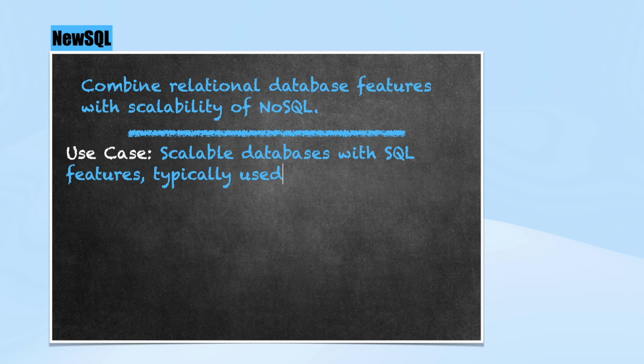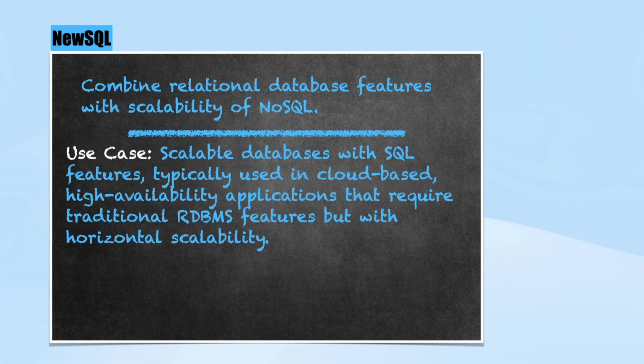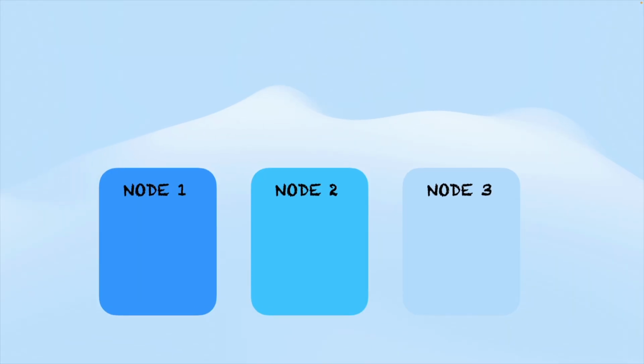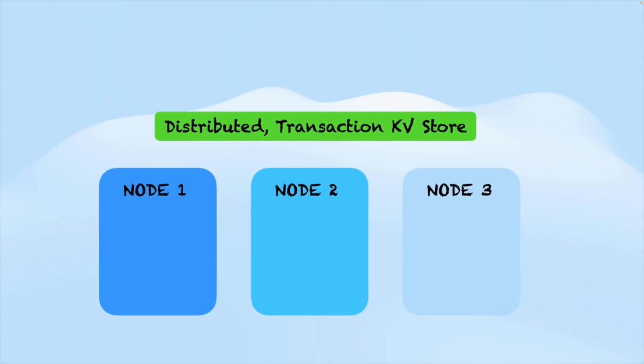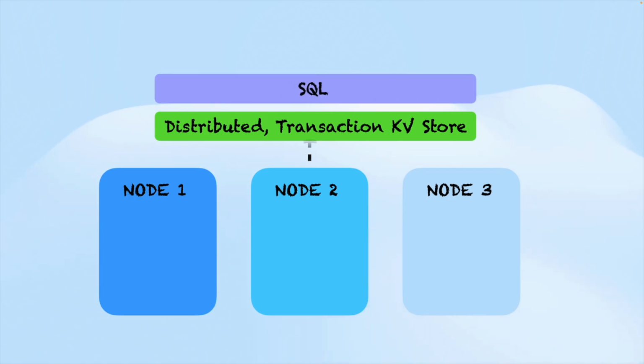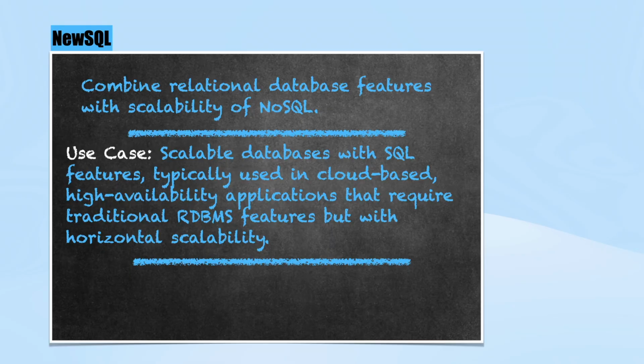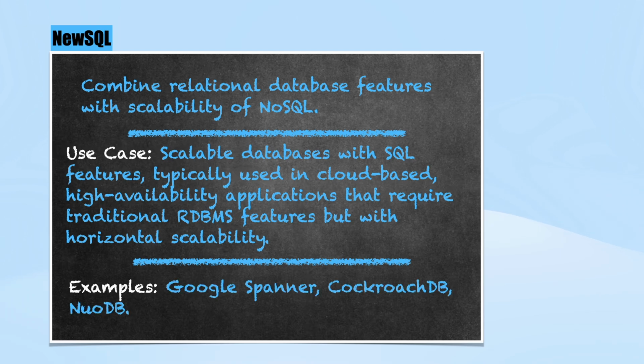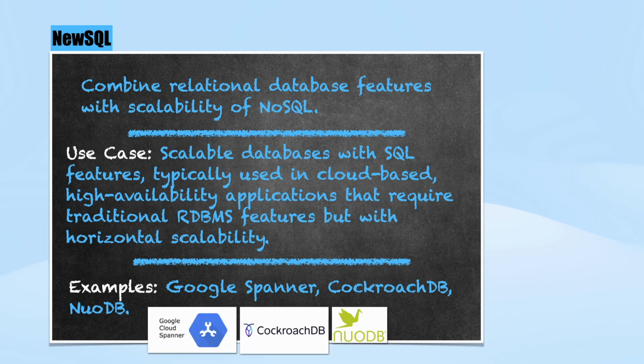NewSQL databases are typically used in cloud-based applications that need to maintain high availability and handle large volumes of data. These databases are perfect for situations where you need horizontal scalability, meaning the ability to distribute your data across many servers, and still want to run SQL queries for complex operations. This makes NewSQL ideal for applications that need both high performance and relational features.